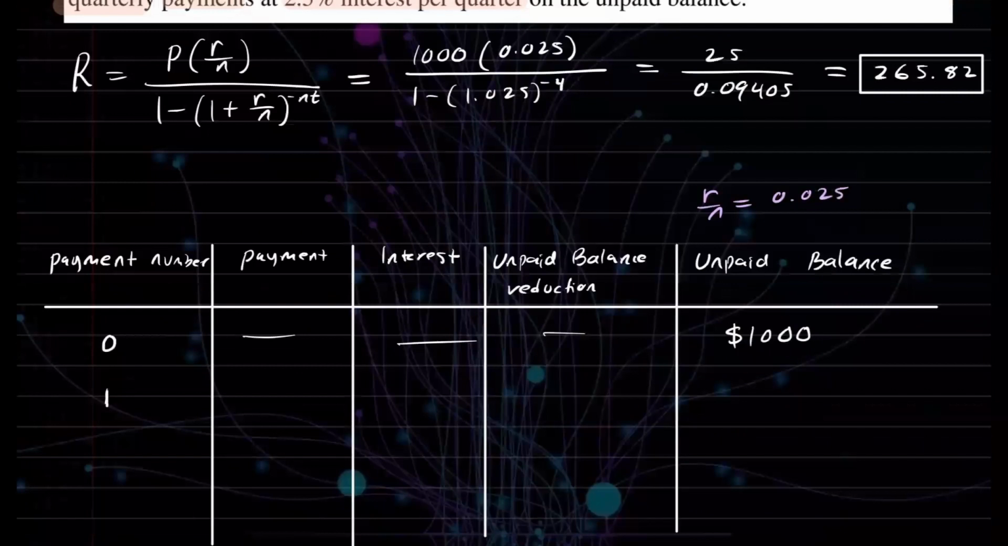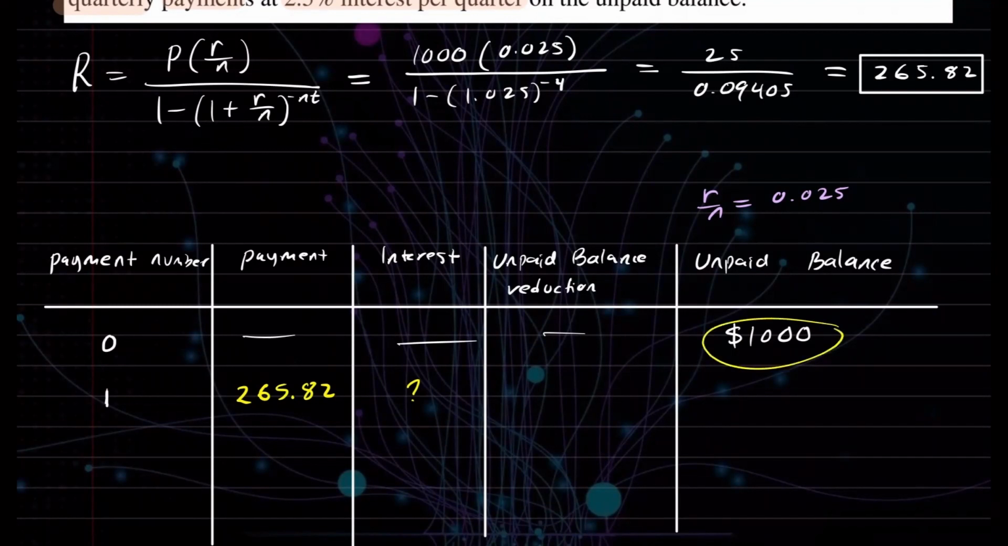So the first payment is going to be $265.82. Now, how much was interest for the first payment? Well, our balance is this, so we multiply by the quarterly interest rate. So we will have 1,000 times 0.025. We know that's $25. So the interest paid on the first payment is $25.